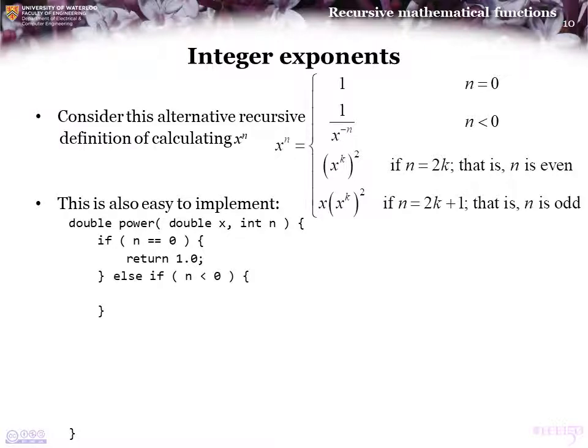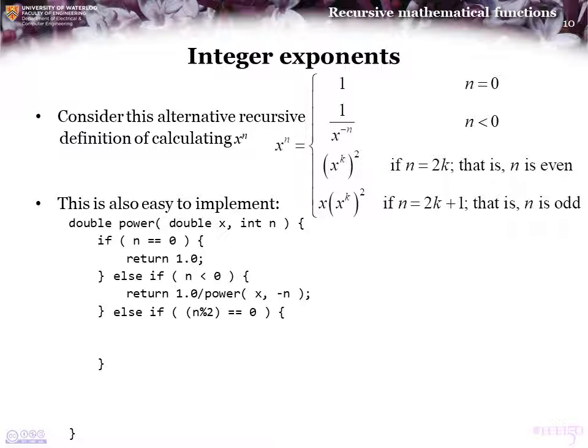Now, if n is negative, I will just calculate 1 over x to the negative n. And so I'm just recursively calling the function. So if n is negative 10, I will now call the same function but with the argument 10. All right, so the alternative now is where n is going to be positive.